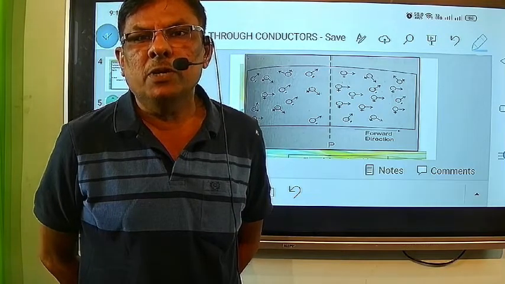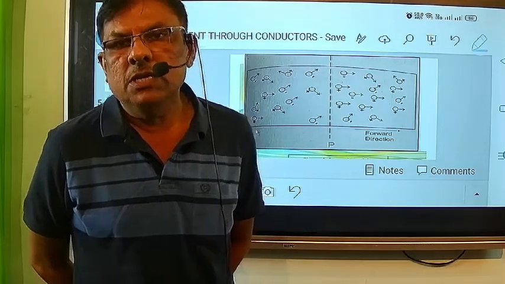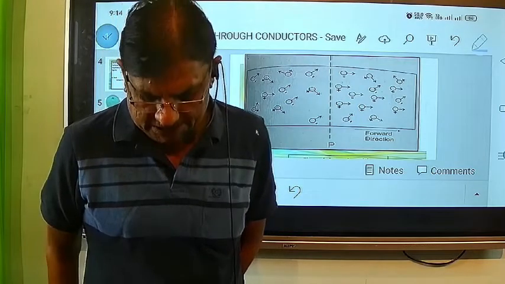the net magnetic moment will not be zero. The net electric field will not be zero. So this is how it functions.